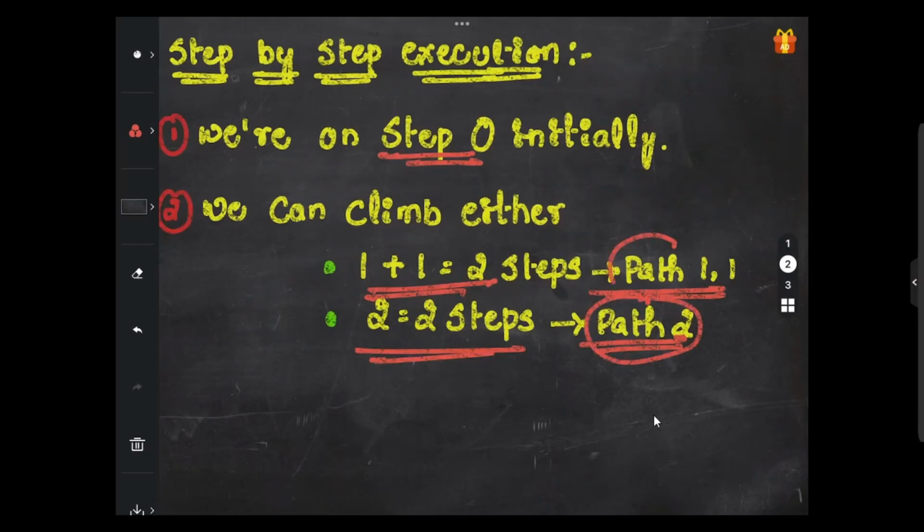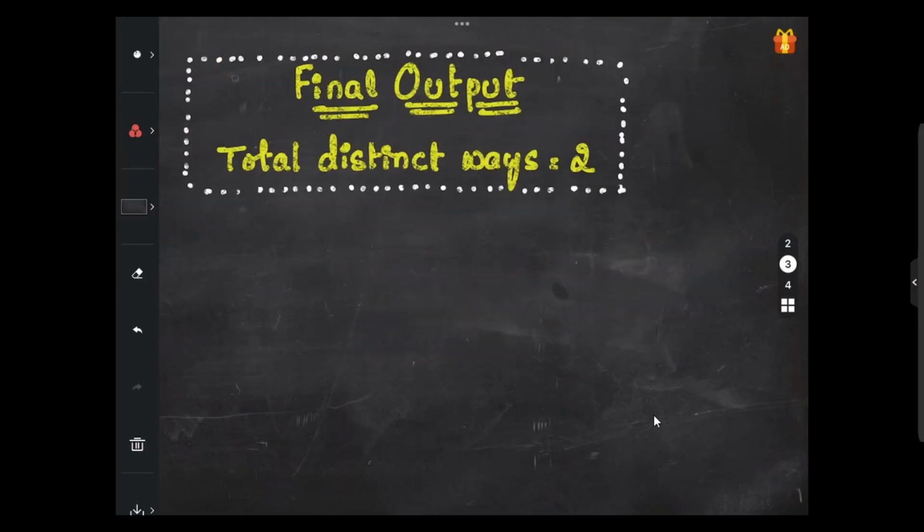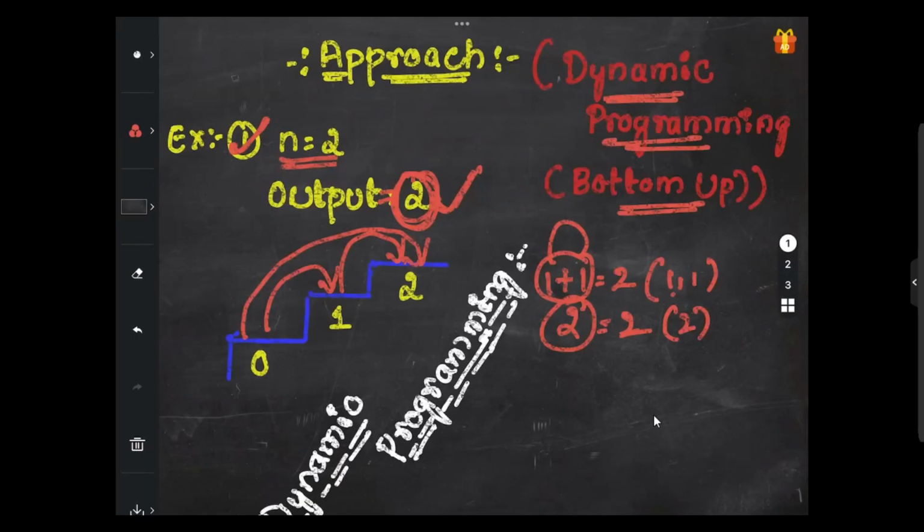These are the paths we have considered: path 2, path 1 comma 1. 1 plus 1 equals 2, right? So these are the two distinct ways. So the final output here is total distinct ways is nothing but 2 in this case, right? So that's what we need to return. So the output that we got is 2, and the output that they have given for example 1 is also 2 in the question. So the approach works absolutely correct in this case.